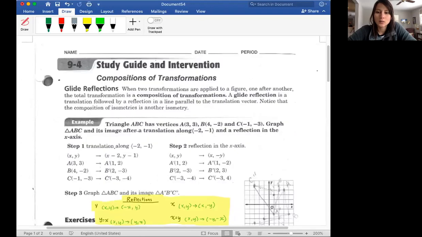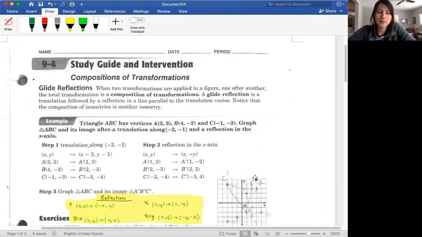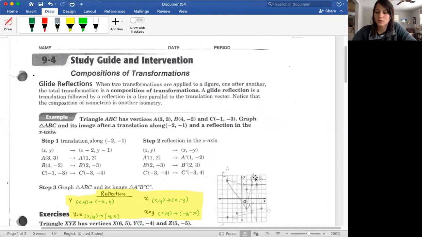Hi guys, this is the video for Chapter 9, Lesson 4. In this lesson, we're going to be taking a look at two transformations. This lesson is called Compositions of Transformations, but it's really saying there's two transformations going on. And what we're going to look at are glide reflections.